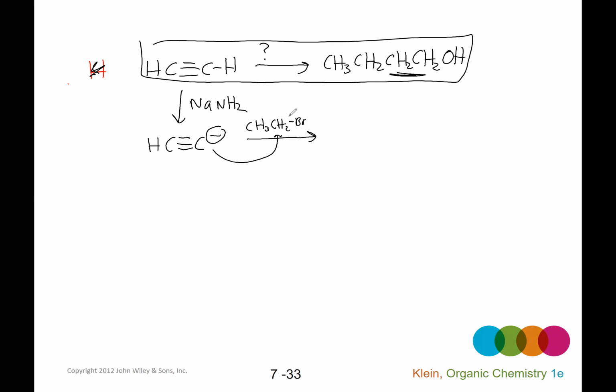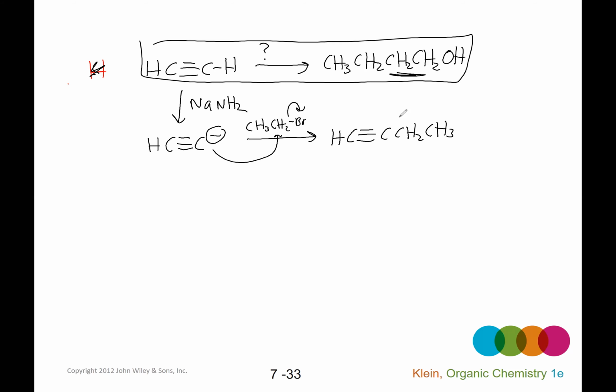You don't have to show these arrows, by the way. When you're doing synthesis, all you have to do is show the reactants, substrate, and the reagents, and then the products. I'm just showing arrows to emphasize what's going on. And then, that extends that to 2 more carbons, right? Now, we don't know any way to directly introduce an OH to a triple bond.